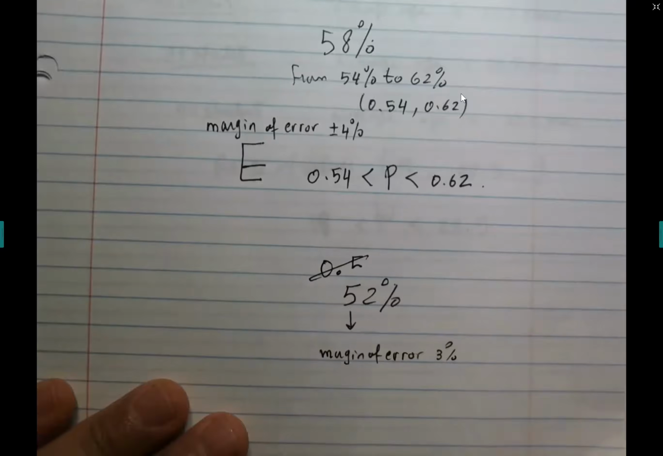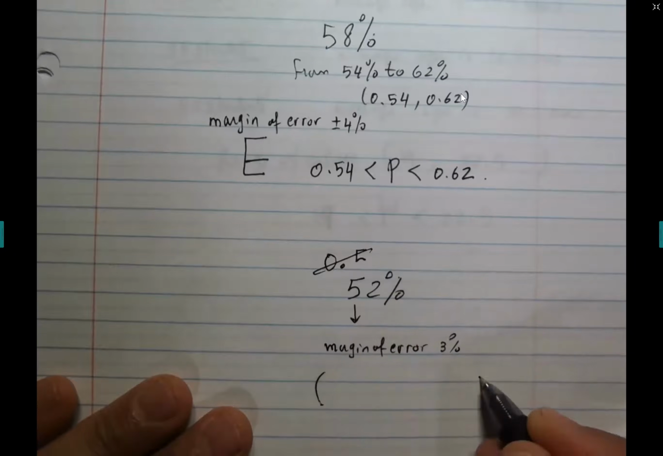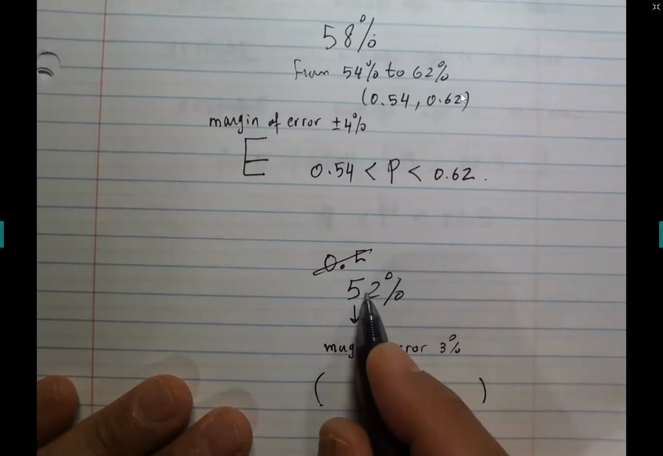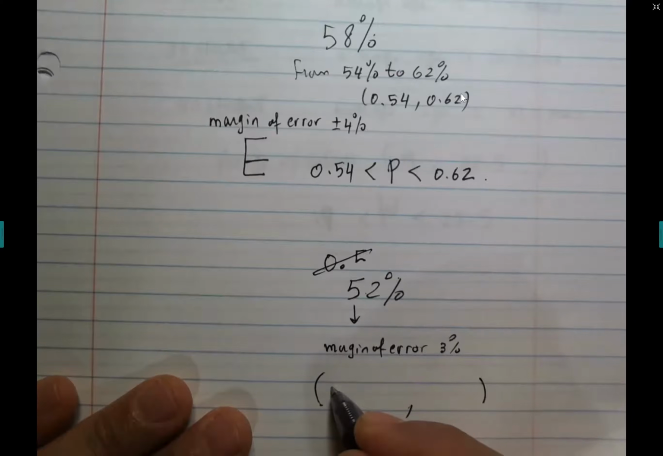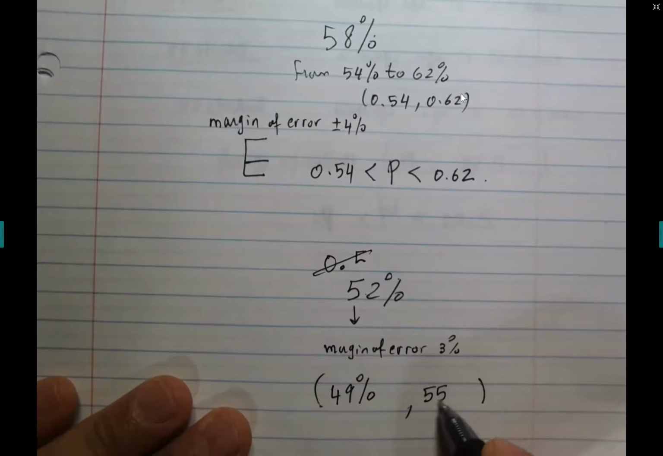Can you tell me what the true interval will be now? 0.49. So 52% minus 3%, it's 49%. And 52% plus 3% is what? 55.